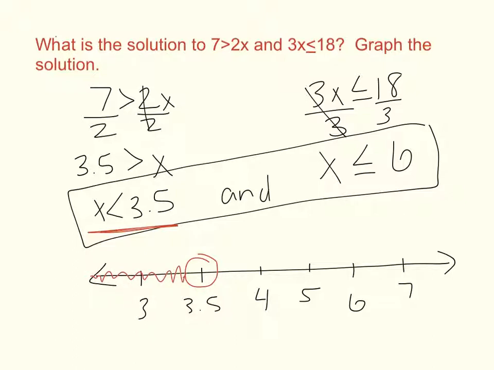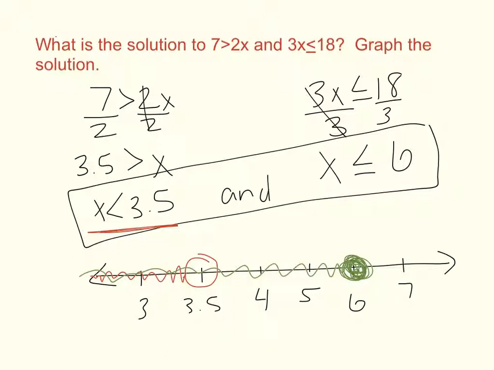So here I have the first part of our compound inequality, and then I'm going to do in green, x is less than or equal to 6. So less than or equal to means we need to fill in the circle, and it's also less than or equal, so we're going to go to the left. So now represented in our graph, we have a couple of things.